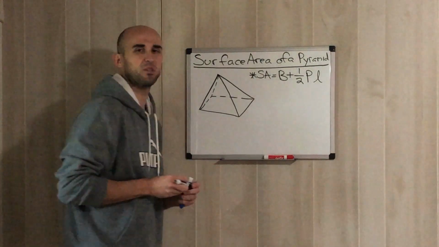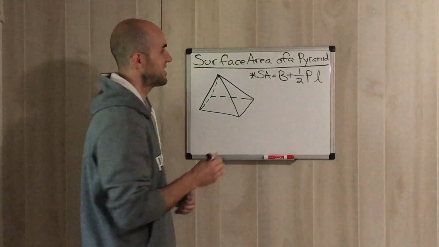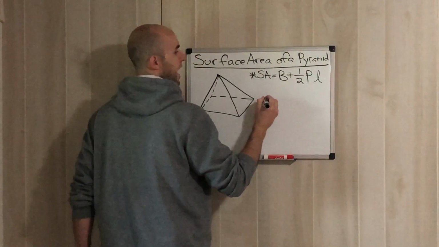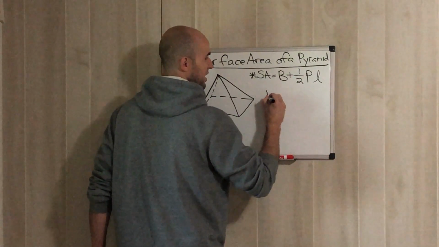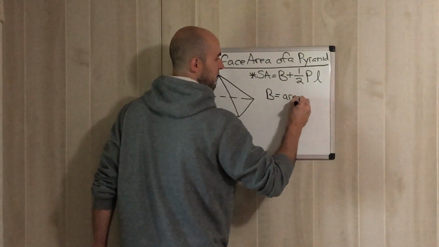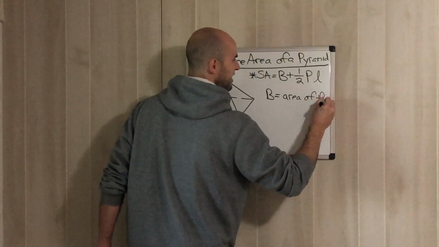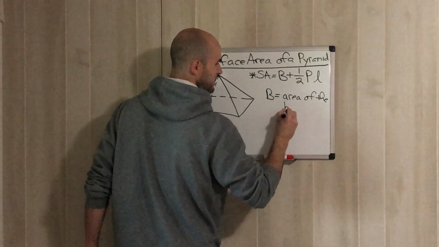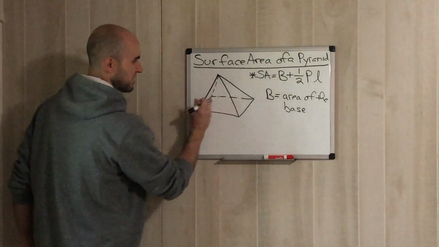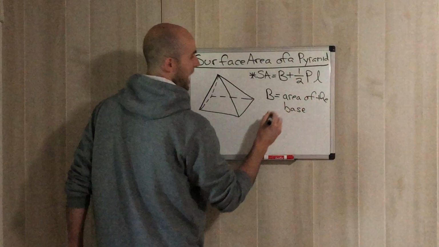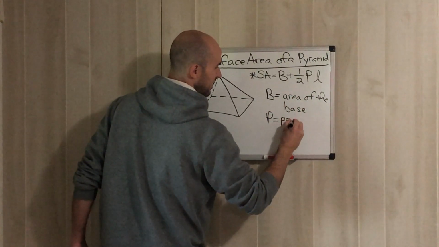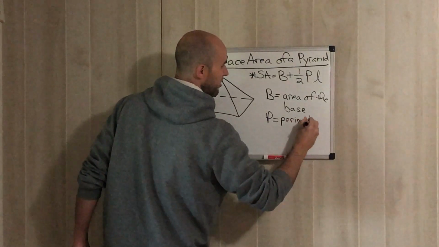So the difference now between this and the other ones we've been dealing with is that whenever we're dealing now with base and perimeter, they actually represent something more specific. So capital B is going to represent the area of the base. And again, it sounds more complicated, but it's pretty simple once you get the hang of it. Capital B represents the area of the base. It's how much area is actually on the base down here. Capital P represents perimeter of the base. Right? Perimeter of the base.